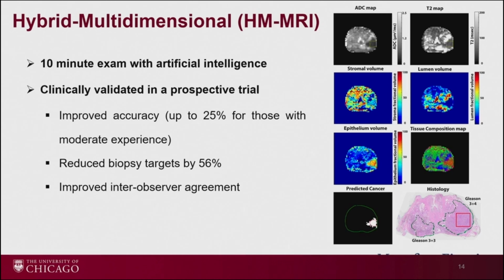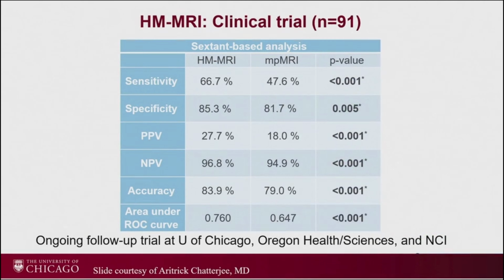This had been previously clinically validated in a prospective trial, and it was found to improve accuracy compared to radiologists. It reduced the biopsy targets in the prostate by about 50%, and it did improve inter-observer, inter-radiologist agreement on detection of lesions within the prostate. So when you compare the AI-augmented MRI for detection of clinically significant prostate cancer and just multiparametric MRI, in the trial, you find that it essentially outperformed multiparametric MRI.